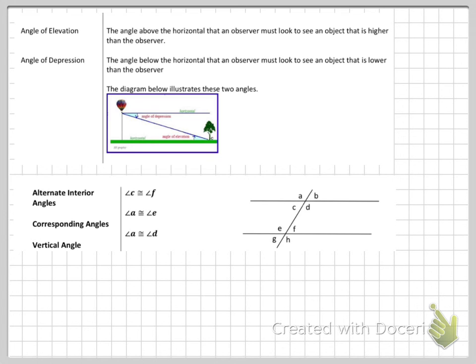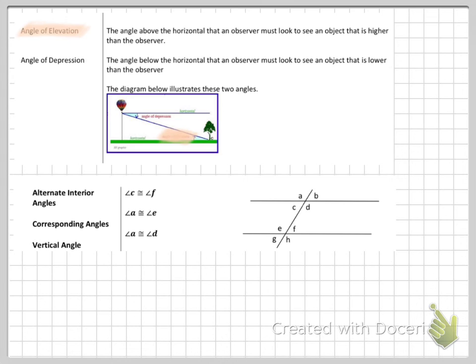So an angle of elevation. An angle of elevation is the angle above the horizontal line that the observer must look to see the object that is higher than the observer. When you elevate something, you are lifting it up. So it's usually from the ground or from the observer's angle, the observer's eyes, upwards. The angle from the horizon tilted up.